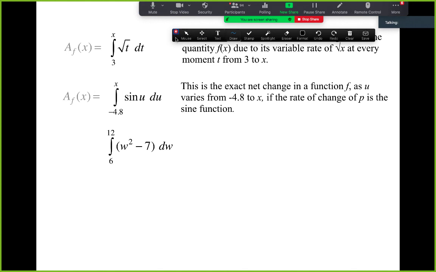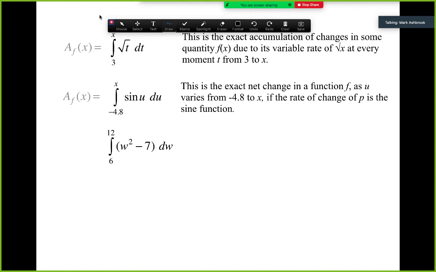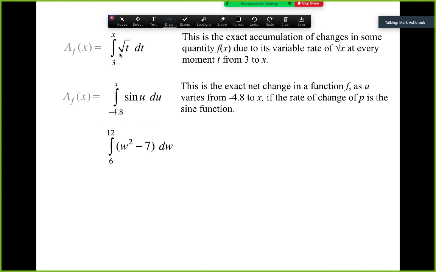It's a value. Okay, good, it's a value. So this is no longer a function. But we still want to think of it as a specific value of a net accumulation function. We still think of it as a function, but now it's a particular value of the function, A sub f of 12. Okay, does that make sense?